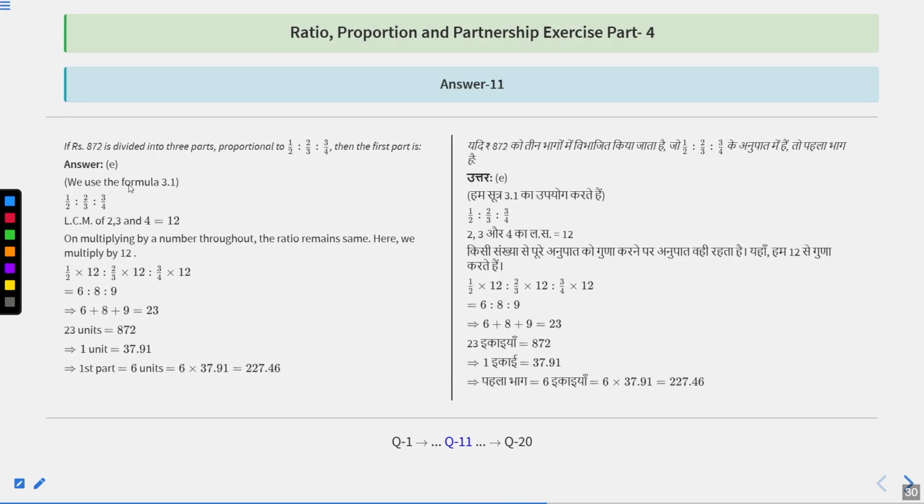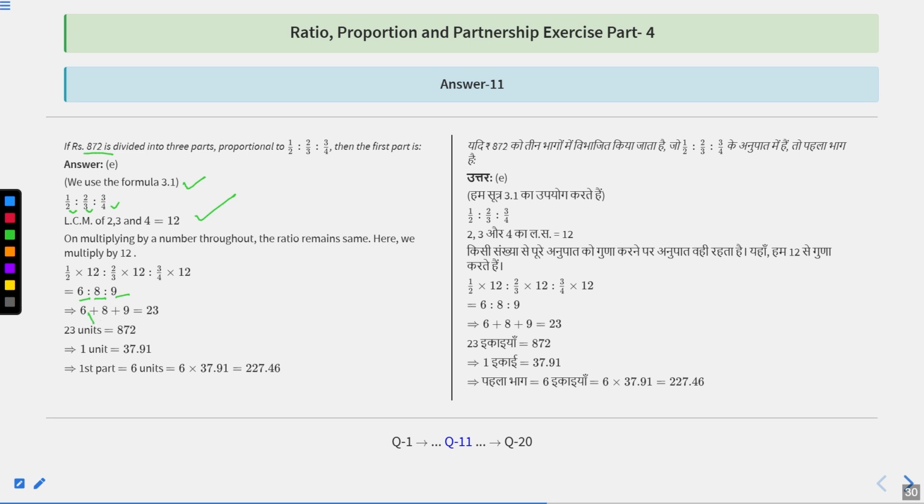Now the question says that we use formula 3.1. The ratio of three parts of the rupees 872 is given in fraction form. So 1/2 ratio 2/3 ratio 3/4. First thing we need to do, we make them in integer form. Okay. So what we can do, we take the LCM of the denominators, which are 2, 3 and 4. LCM of 2, 3, 4 is 12. We multiply this LCM with all these three ratios and we get the ratio in integer form. When we multiply it, we get 6:8:9.